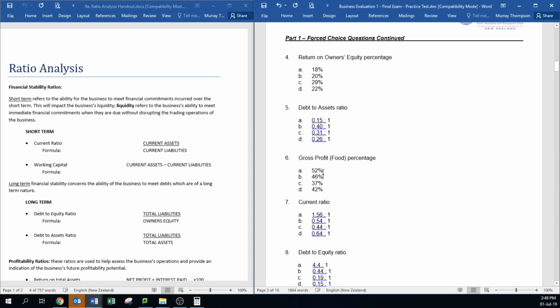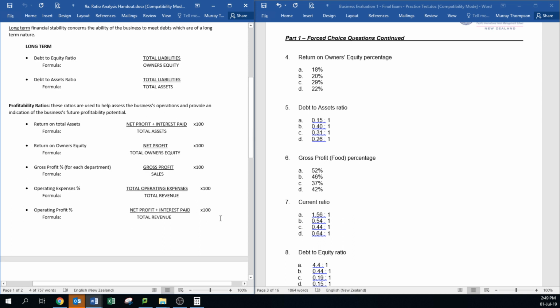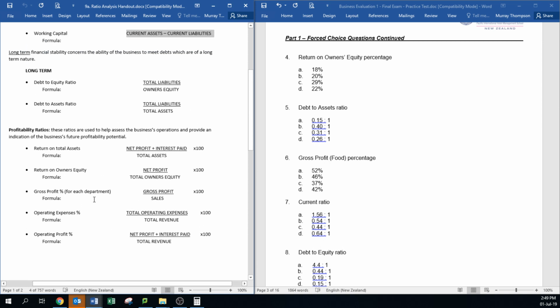We'll just do the gross profit percentage, number 6. Gross profit percentage is this formula here. You can do it for one department, and in this case it's only the food department that's shown. We've been given 4 options here. Now, how to read this? It says gross profit, then the line underneath means divided by sales of that department. So gross profit for the food divided by the sales of the food department, and then times 100.